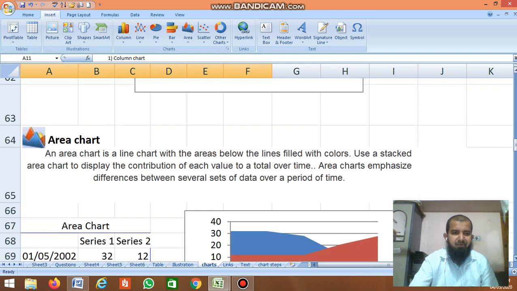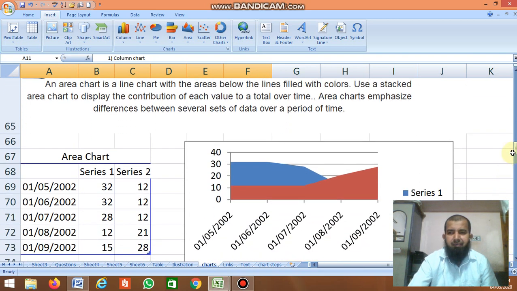Next, area chart. An area chart is a line chart with the areas below the lines filled with colors. Use a stacked area chart to display the contribution of each value to a total over time. See here, an area chart emphasizes the difference between several sets of data over a period of time.